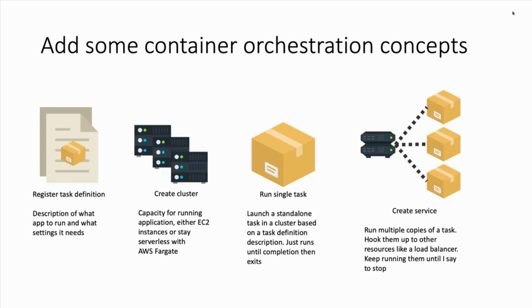So the next level in container orchestration is the idea of running a task. Running a task allows you to launch a standalone task into one of your clusters. It uses that task definition that we previously registered as the description of what application to run and how to run it. When I run a task, it just runs on one of the machines in my cluster or in Fargate until it completes and exits.